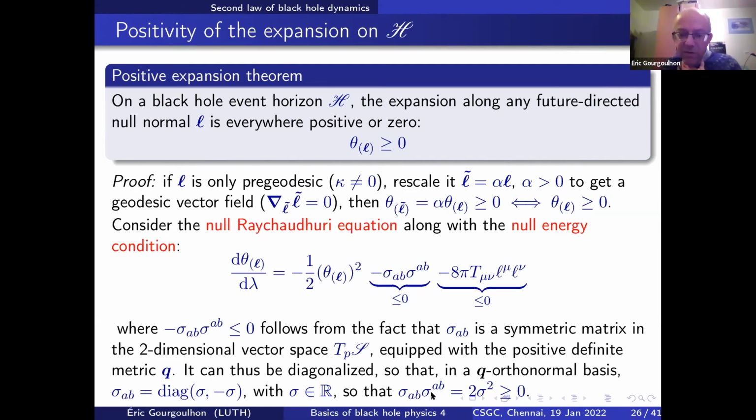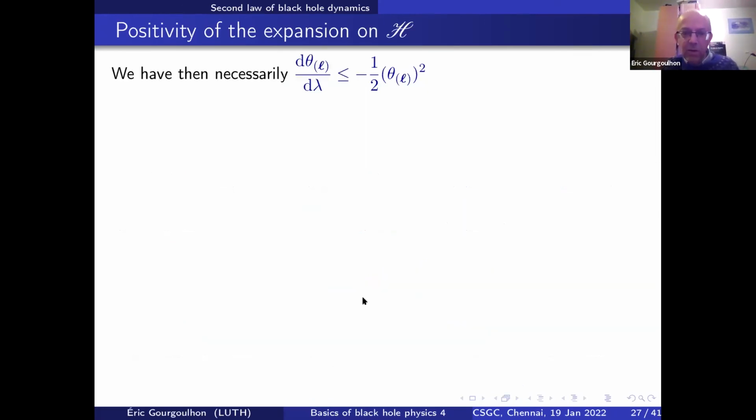No, sorry, this is not the inverse matrix. This is the matrix raised by the metric Q. So I get this square here, and so it has to be positive. So I have a minus sign, it has to be negative, and this is clearly negative. Okay, so what we get from the null Raychaudhuri equation and this null energy condition is that the derivative of theta with respect to lambda has to be less than this negative quantity here.